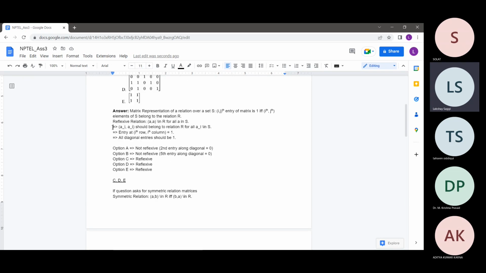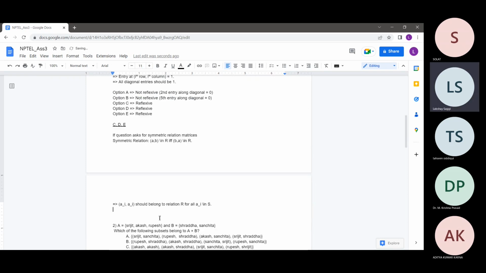Which, if I translate it into the (ai, aj) manner, I'll just copy this and write it down here again. So (ai, aj) basically says that if (ai, aj) is in R, then (aj, ai) should also be in R.